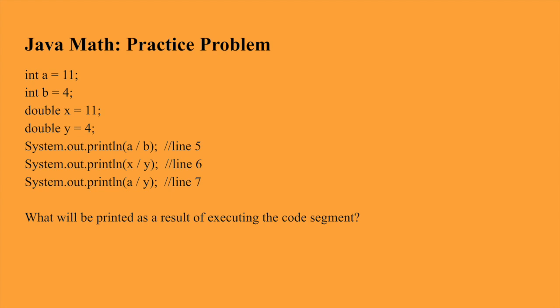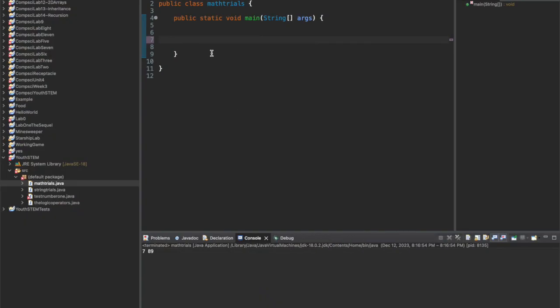So if we have int a equals 11, int b equals 4, double x equals 11, and double y equals 4, we println a divided by b, we println x divided by y, and we println a divided by y. And so there will be 3 numbers printed here, but what will be printed as a result of executing the whole code segment? Think about it for a second. All right, we can test it, but I'll walk through the steps along the way.